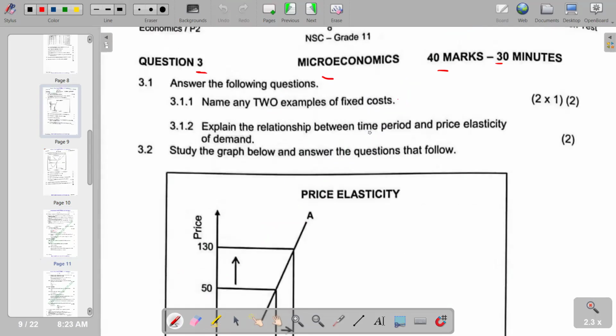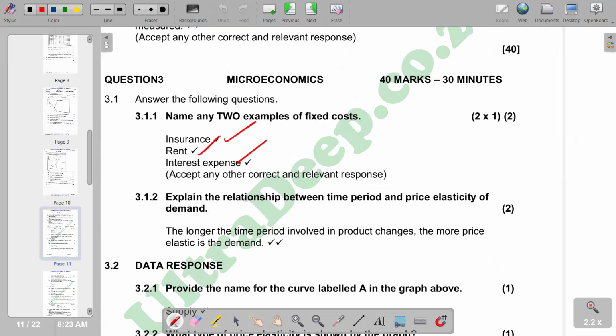Explain the relationship between time period and price elasticity of demand. We are going to see that in the short run, the price elasticity will be inelastic, but as time progresses, we are going to see it becomes sensitive and becomes elastic. So this is again the explanation that we were saying. The longer the time period involved in product changes, the more price elastic is the demand. So basically, that's what we have.